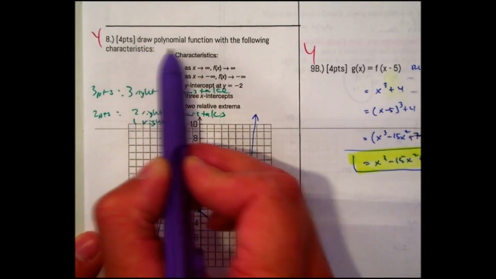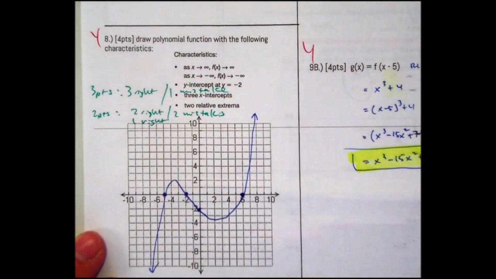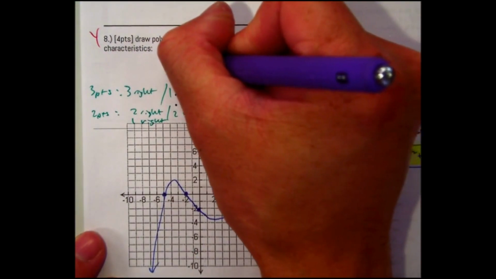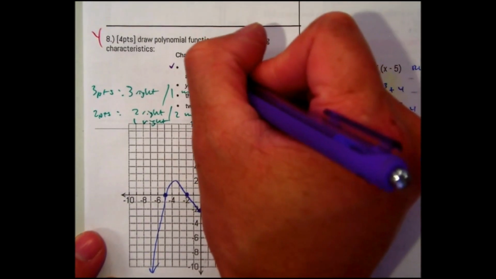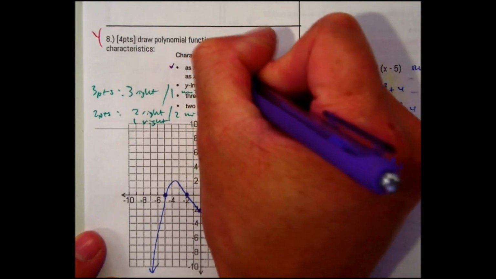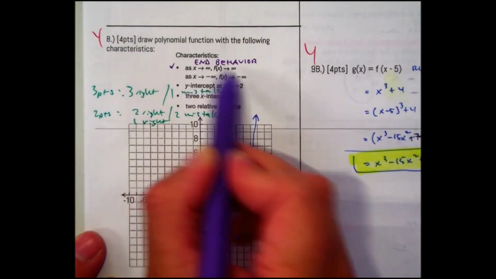Draw a polynomial function with the following characteristics. There are 4 characteristics. Here's the first one. When I see that sentence frame, you should automatically think end behavior. What are you thinking, class? Those are the key words. End behavior, you should be thinking of this.